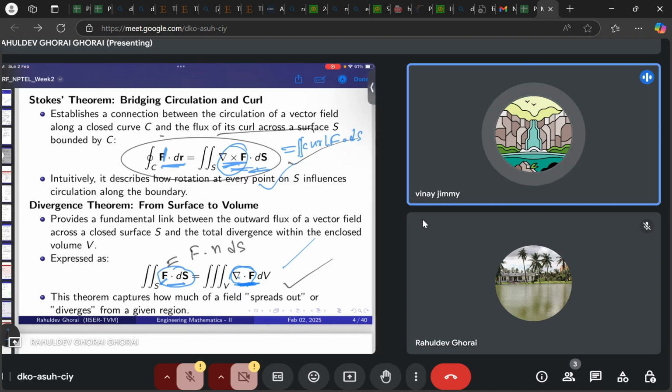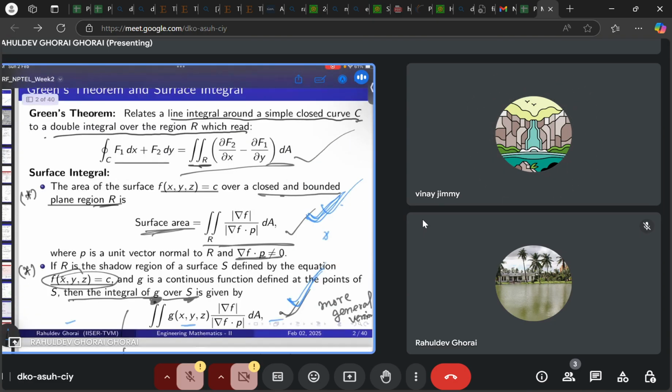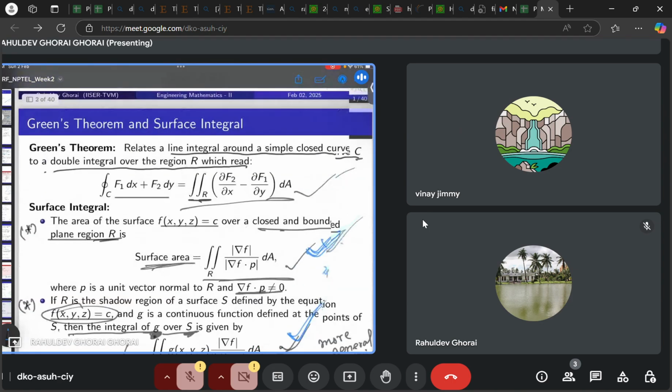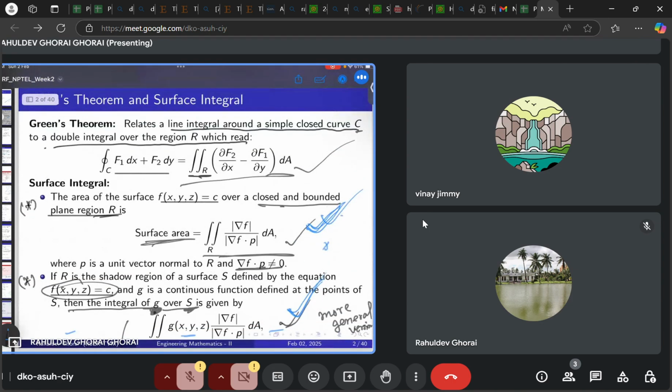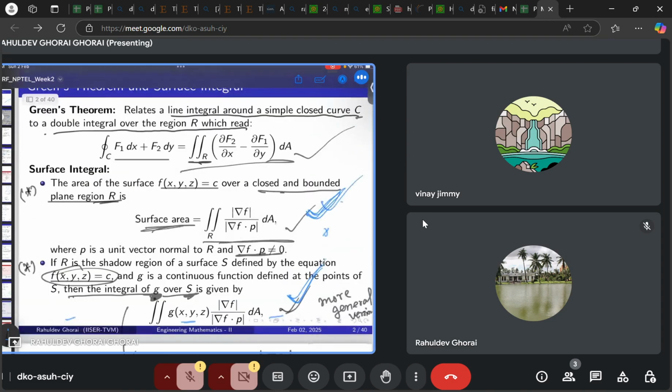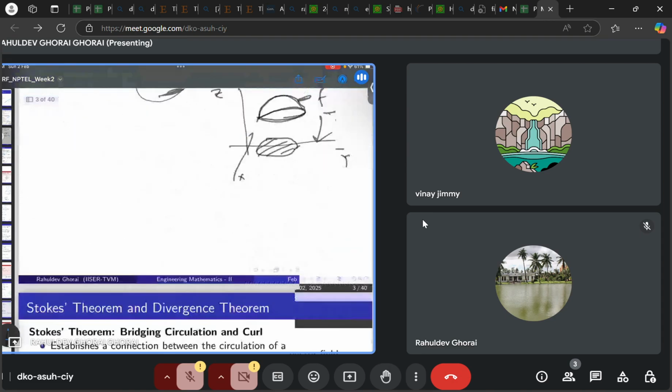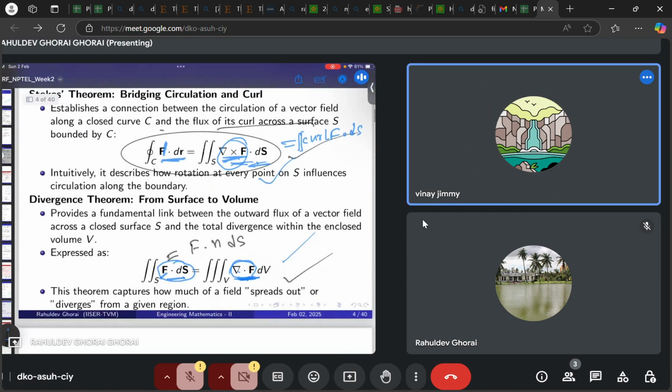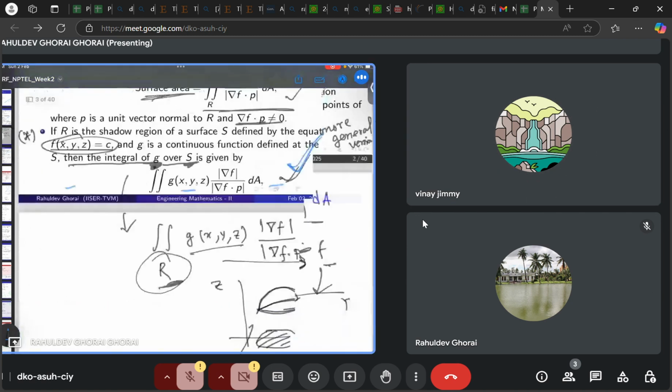Just remember these two formulas, the surface integral and these two very much. Also do a lot of questions on them. Try to do at least 2 or 3 questions for each of these two types, and then do the other two a little bit. I think that will be okay for week 2.